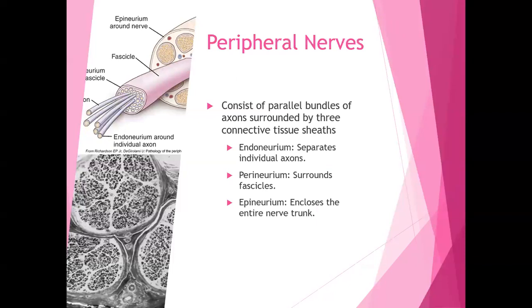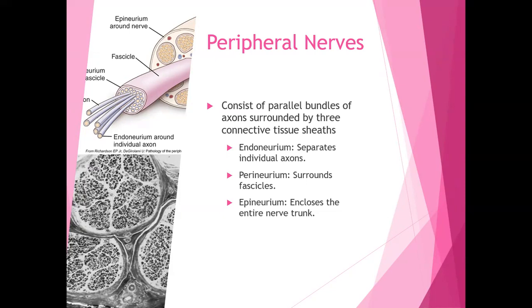Peripheral nerves themselves are arranged in such a way that this is familiar throughout the body, very similar to the arrangement of muscle fibers and other structures in the body. The body takes success and builds more success out of it. Peripheral nerves are parallel bundles of axons surrounded by three connective tissue sheaths: the endoneurium, the perineurium, and the epineurium. Endo is inside, so the endoneurium separates individual axons. The perineurium surrounds bundles of axons called fascicles, and the epineurium encloses the entire nerve trunk.